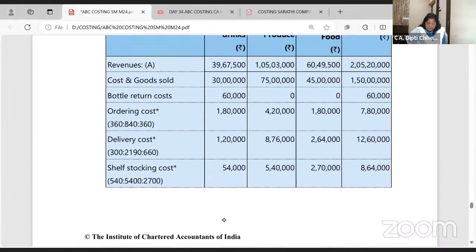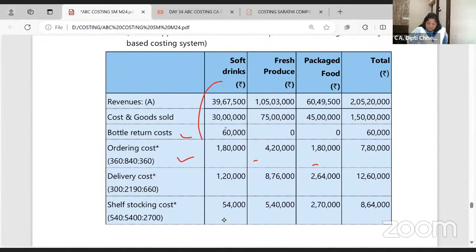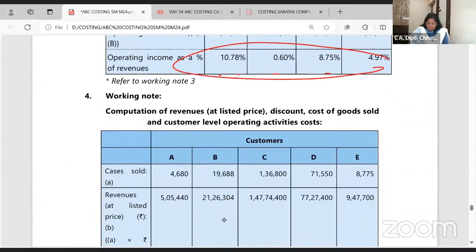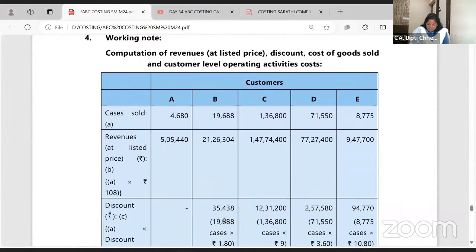Here you have taken support cost, ordering cost. Now, for example, the bottle return cost, that you have charged only in soft drink. Why do you have to allocate? There you have just blindly said that 30% of the COGS is the cost. Here you are taking it one by one. So obviously it's going to change your answer. Just do it, for sure you will get the answer.